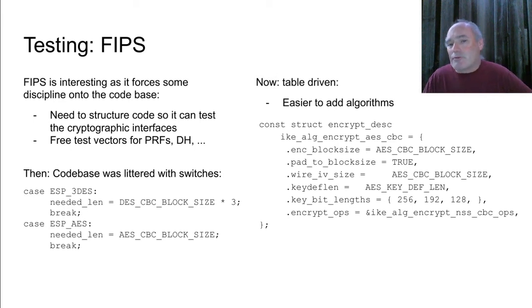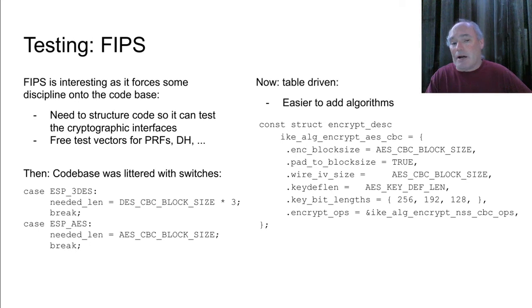More testing. FIPS rears its head again, and again, as I mentioned earlier, FIPS is a good indicator if someone's managed to get FIPS certification. They've probably spent some effort cleaning up the way the cryptographic algorithms are managed. So you go through the old code base and you find it's full of switches. I looked at a few of the IKE daemons that are around. Strongswan, like Libreswan, instead of having switches and cases and bits of code, it has tables. It's table driven. You want to add a new algorithm? Add a table entry. Done.